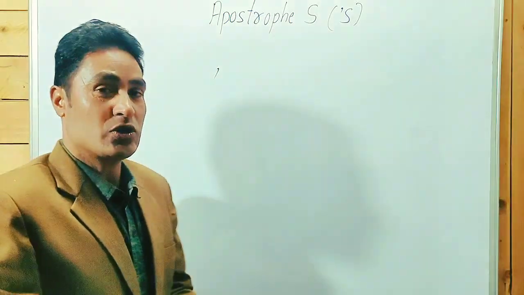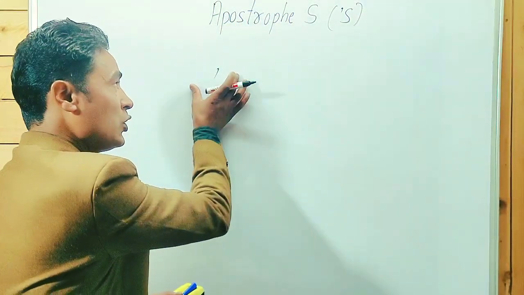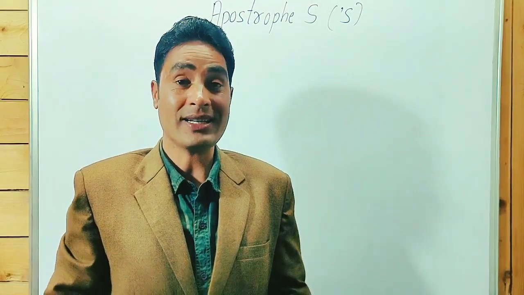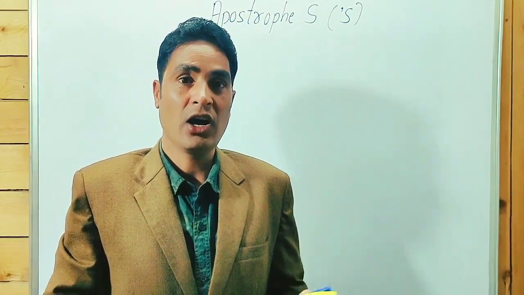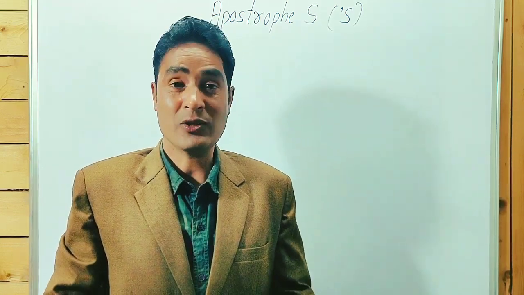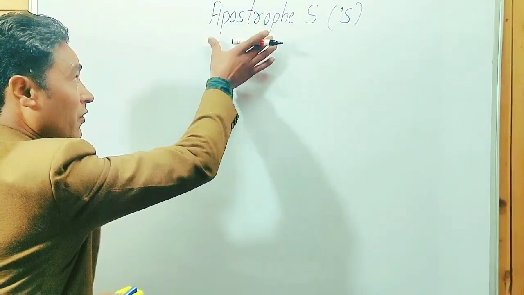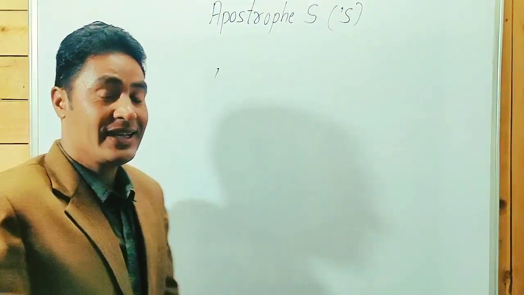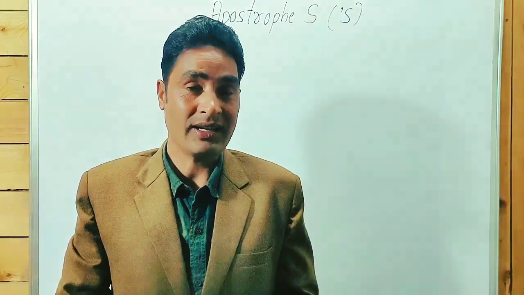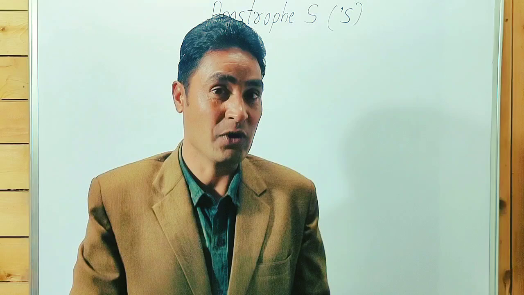So what is the use of this? Why, what is the need? Why do we use this punctuation mark? This punctuation mark is used to indicate omission of letters and numbers and the possessive case of nouns. Guys, point to be noted, this apostrophe mark is used to indicate omission of numbers and or letters and or possessive nouns.